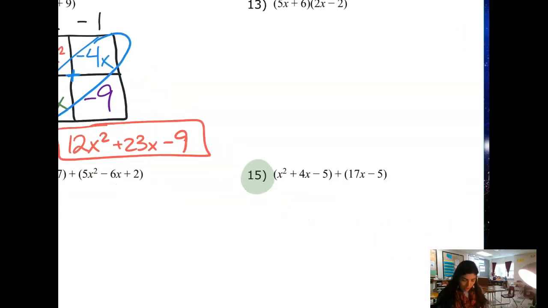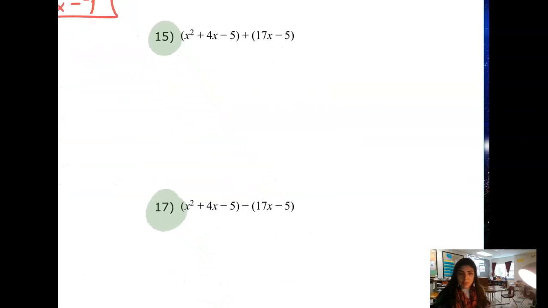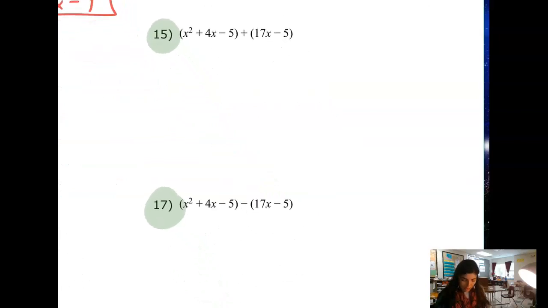The next one we're going to do is number 15. Number 15, if you notice in the center, has a plus sign. That tells me that I'm going to add these polynomials. The only thing you have to do when you're adding a polynomial is CLT. CLT stands for combine like terms. So I'm going to line up all my like terms on the top and the bottom. Top parentheses stays the same, but the second parentheses, I'm going to make my bottom. I line up its like terms, making sure that they're actually like terms.